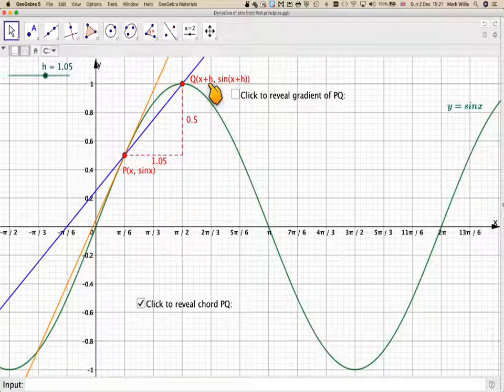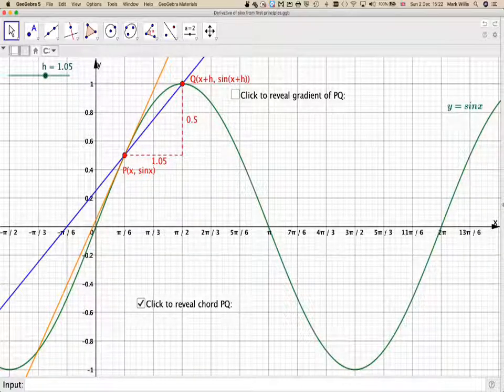If I let this be x plus a little bit of x, and I call a little bit of x h, then the y coordinate of this will be sine of whatever that coordinate is, x plus h, which is sine of x plus h. Then I can find the gradient by taking this distance and dividing it by this distance. Now this distance I can get by taking the y coordinates, sine of x plus h minus sine x, which is that distance. And this distance here I can do by doing x plus h minus x.